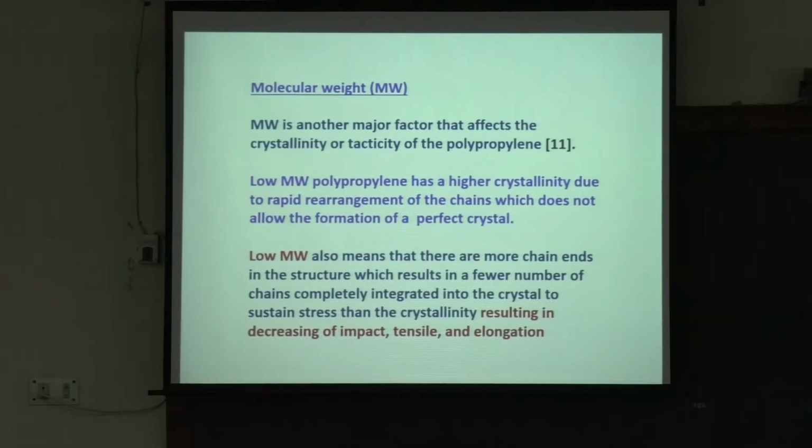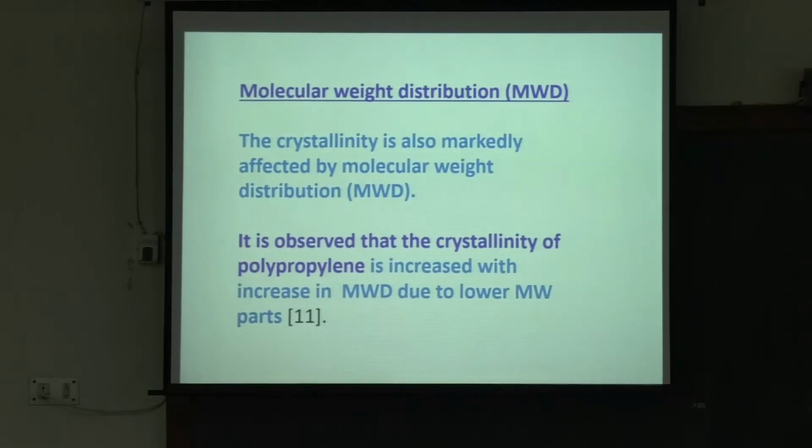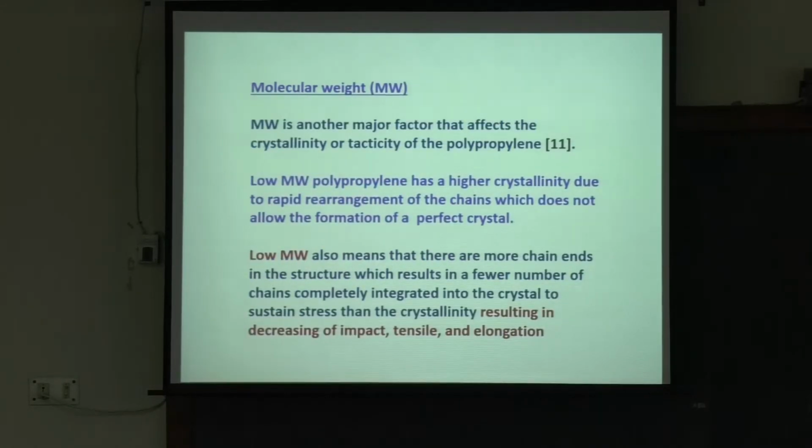Low molecular weight polyethylene thereby means that there are more chain ends. So low molecular weight polyethylene is like these chairs, but instead of the chairs, if you had a bench, you had only 2 ends, whereas you have 10 or 12 ends. So that is resulting in decrease, and low molecular polyethylene actually states that the crystallinity resulting in decreasing of impact, tensile and elongation. Every time you have a chain end, what does it give?